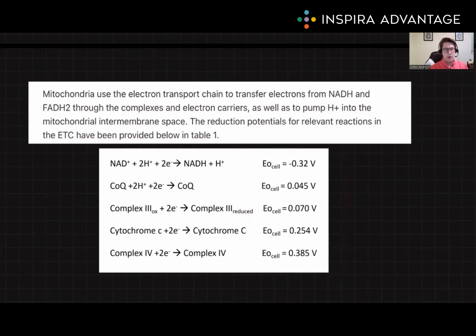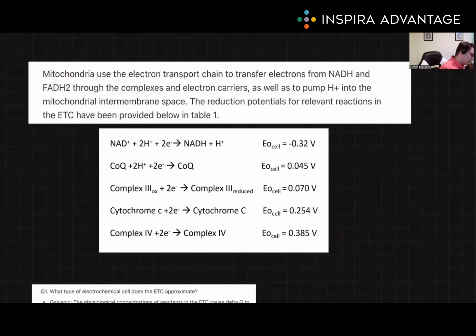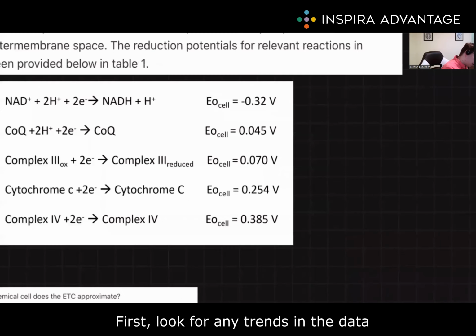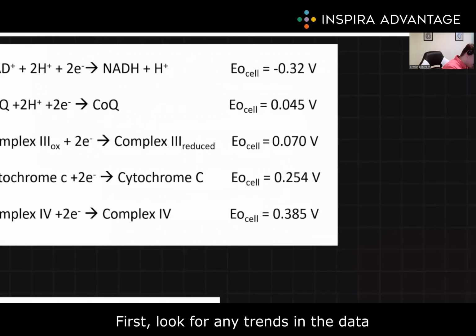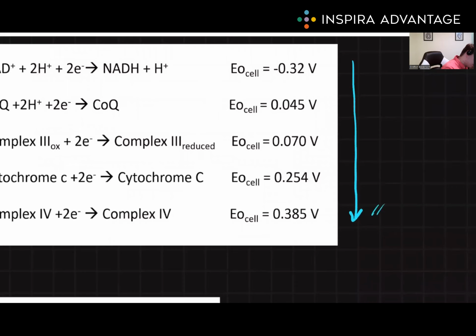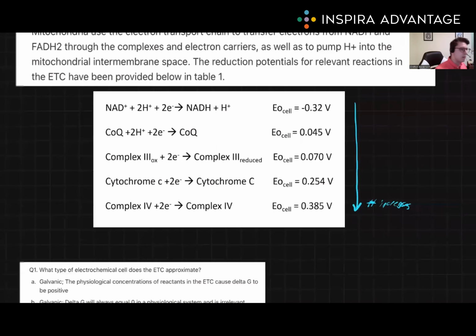The first thing I recommend doing whenever you're given data on a table is figure out what some trends are that you're seeing. If there are independent and dependent variables, awesome, I'd go for those too. I'm not seeing any here, so I would just look for what trends we see. Quickly analyzing the data, it seems like as we proceed down, the number gets higher. So I'm going to say number increases, just to help me remember as I'm thinking through these next questions.